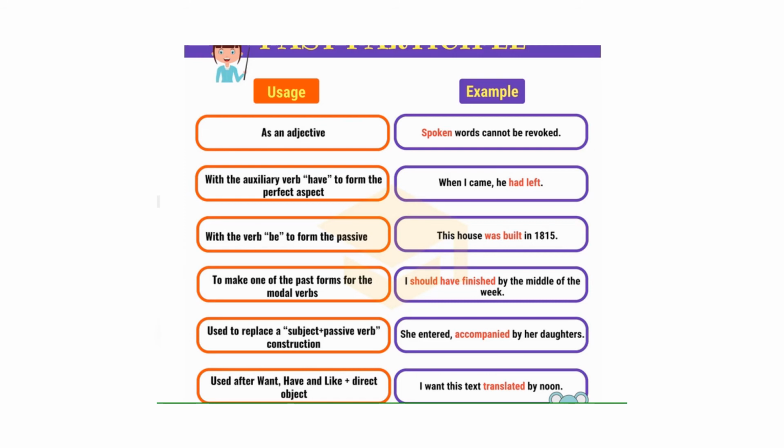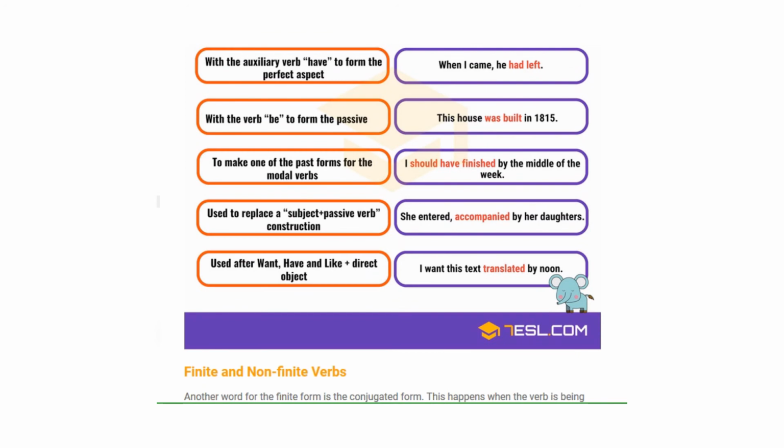To make one of the past forms for the modal verbs: I should have finished by the middle of the week. Used to replace a subject plus passive verb construction: we say, she entered accompanied by her daughters. Used after want, have, and like plus direct object: I want this text translated by noon.